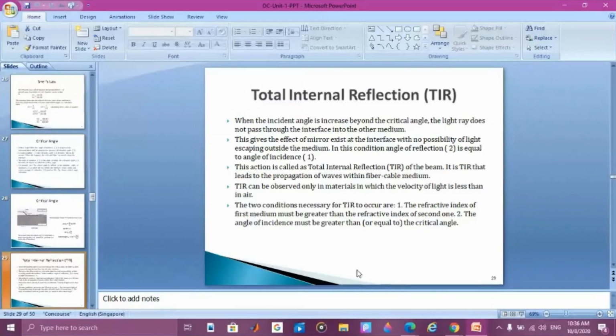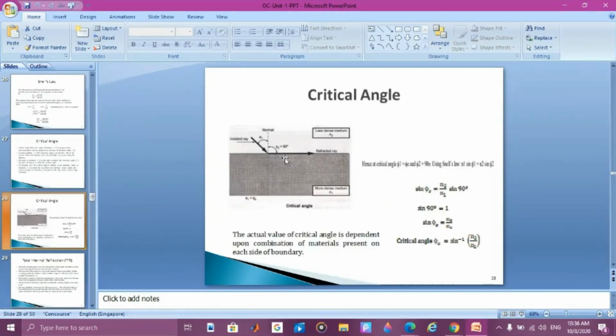Okay. So suppose this incident angle phi 1 is beyond the critical angle. The light ray does not pass through the interface into the other medium. Is that correct? Because look here, what happens is, suppose this refracted ray is beyond the incident ray, it will not go into the medium; it goes away from the medium. Okay?